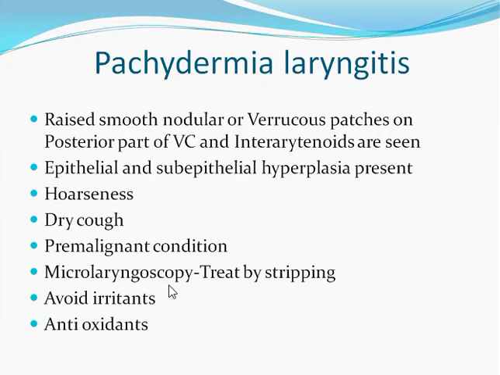Posterior part of the vocal cord and interarytenoid area. The epithelial and subepithelial hyperplasia is present. The same hoarseness, dry cough, the complaints will be there. It is also a pre-malignant condition. We have to observe these patients regularly. This is treated by stripping, the same technique. Avoid irritants and also the oxidants.